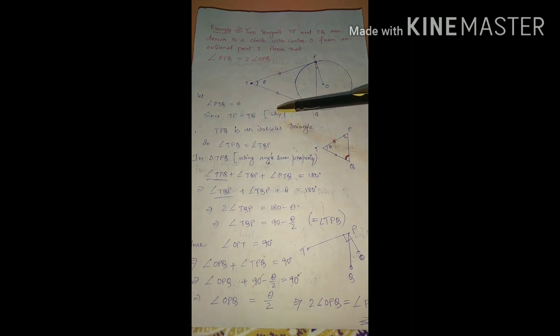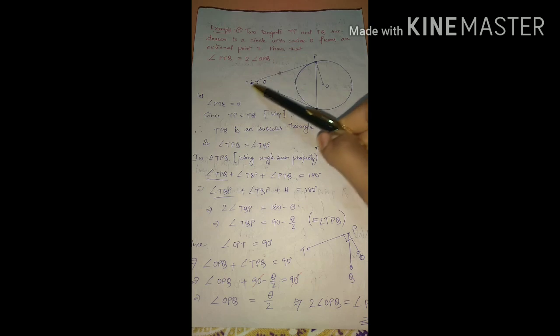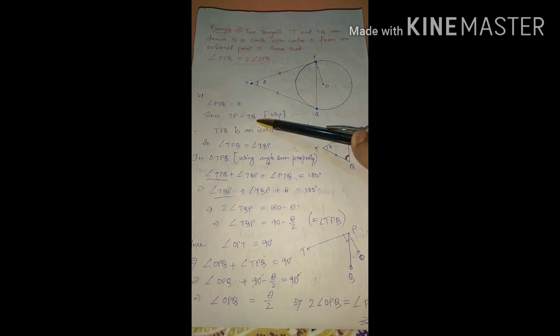Because this T is the external point and TP and TQ are the tangents. We know that when we draw two tangents from an external point, the lengths of the tangents are always equal. For that reason, these two lengths are equal. So that's why we write TP equals TQ. Is it clear? Now PTQ is a triangle. In a triangle, if two sides are equal, then this triangle is known as an isosceles triangle. So that's why we write here isosceles triangle.